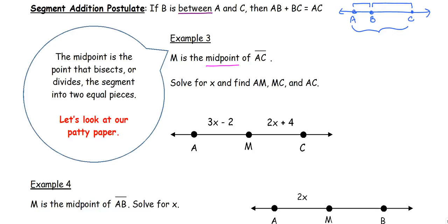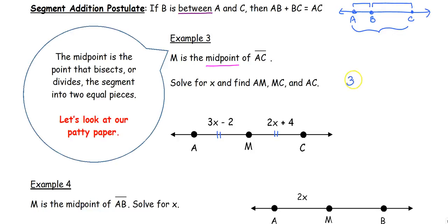Two equal pieces. That means that whatever this piece is the same as this piece. These two pieces have the same measure. So if this is 5, this is 5. If this is 8, this is 8. They have the same measurement. If they have the same measurement, that allows us to set up an equation. If they're congruent, they're equal.